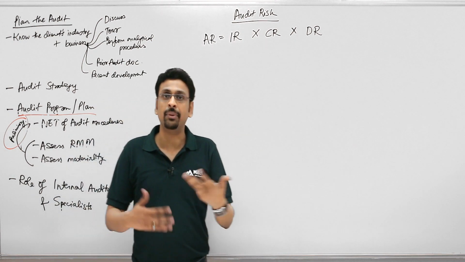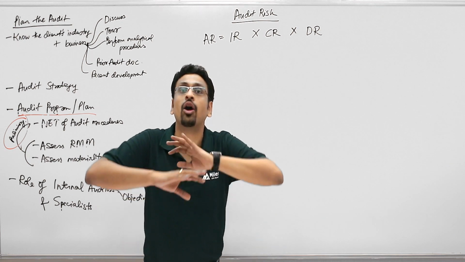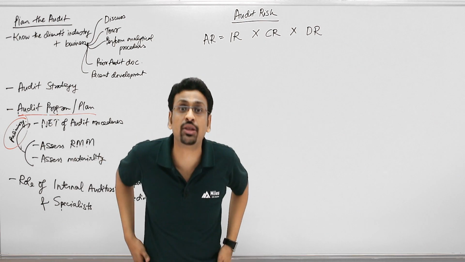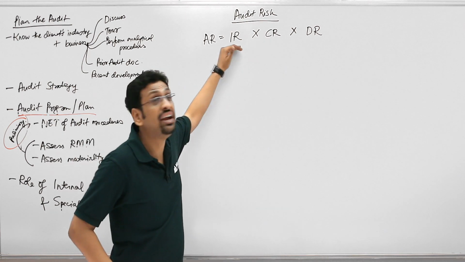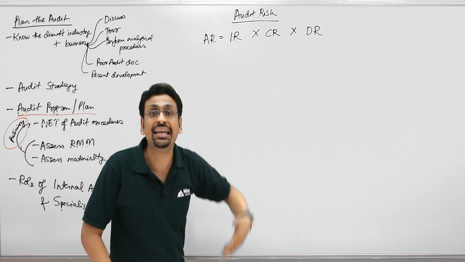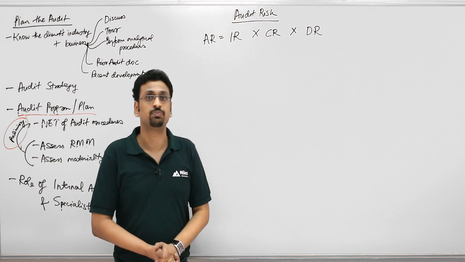Let's take an example of a diamond merchant. So he's got a lot of diamonds across his shop. There's a big risk that somebody might just pocket those diamonds and walk away. That's inherent risk. The diamonds in his shop, they've got high inherent risk. They are highly susceptible to risk.